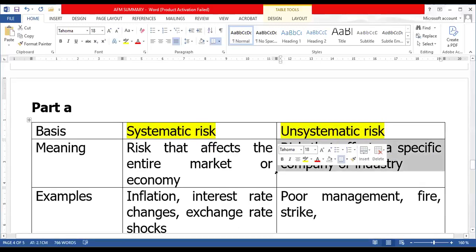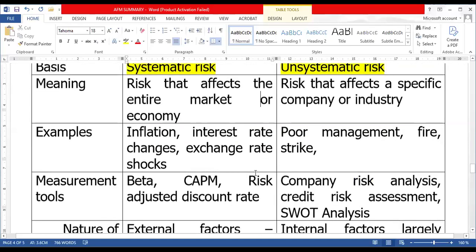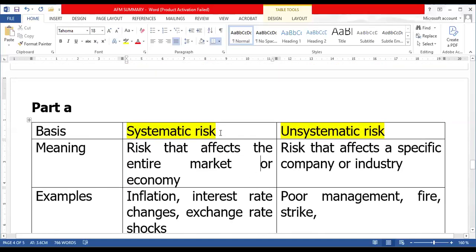If it is systematic, then we can use hedging techniques, so think about all the hedging techniques to mitigate the systematic risk. Then if it's about unsystematic risk, it can be eliminated or controlled using diversification.